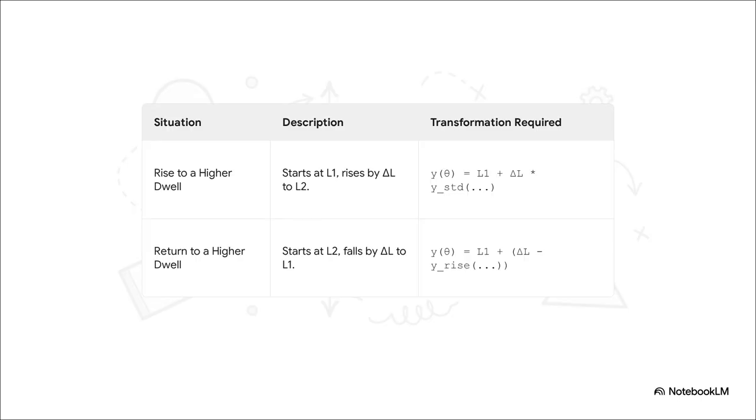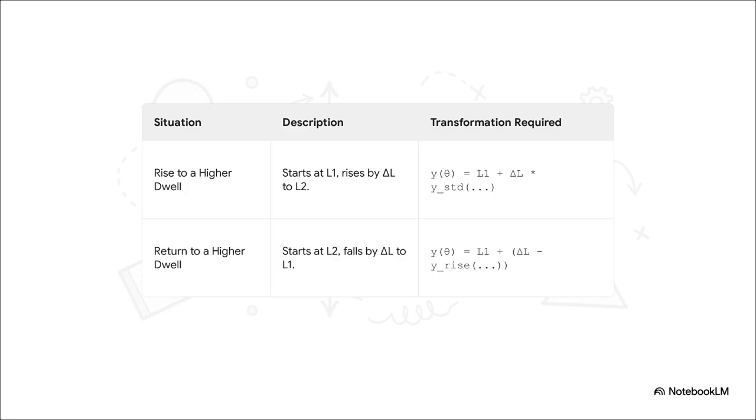Let's look at the first case, rising to a higher dwell. So you're starting at some height L1, and you need to rise up to L2. First, what's the actual distance you're moving? That's just delta L, or L2 minus L1. So you take your standard rise function, but instead of using the total lift L, you scale it by this new lift, delta L. Then, since you started at L1, you just add L1 to the whole thing to shift it up. Done!